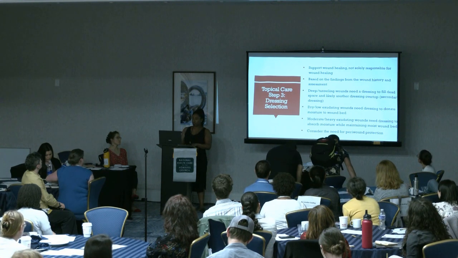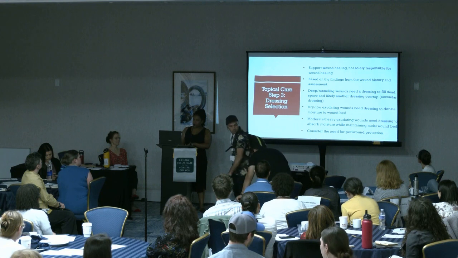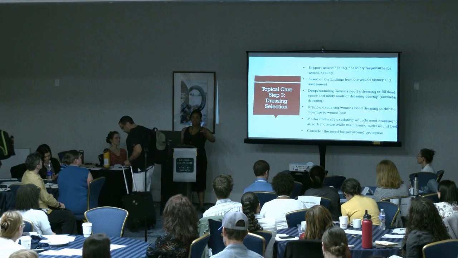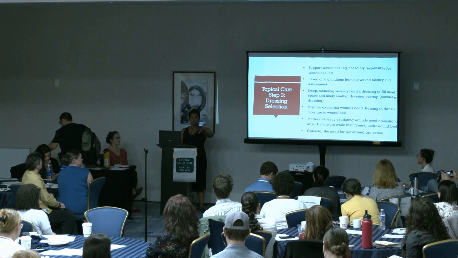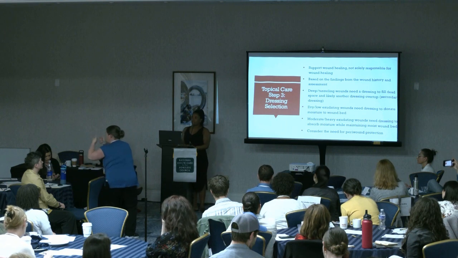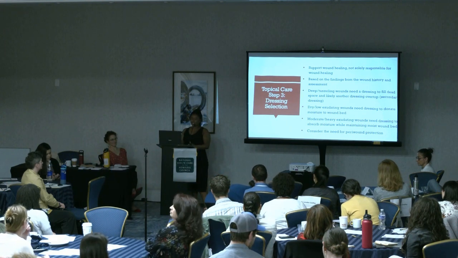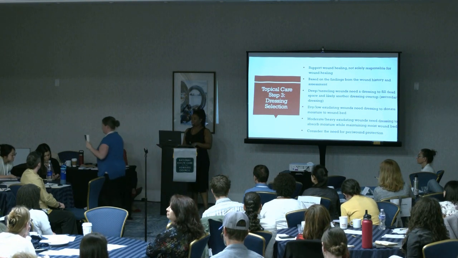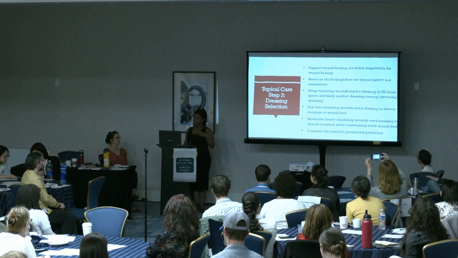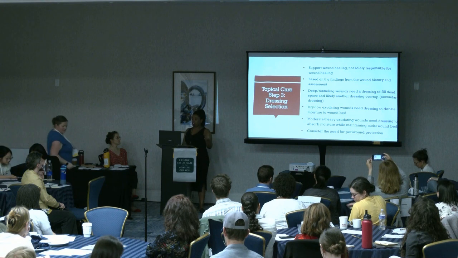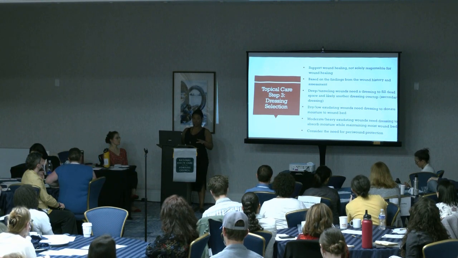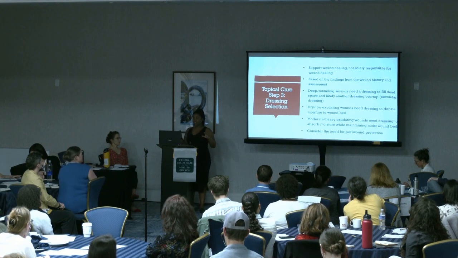Deep tunneling wounds need a dressing to fill dead space and then likely another one over top as a secondary dressing. Very rarely you're going to find one dressing that you can pack with and that can also be used on top. Some foams, but mostly you need a secondary dressing. Dry and low exudating wounds need dressings to donate moisture to the wound bed because we need to keep that moisture balance. And moderate or heavy exudating wounds need a dressing to absorb moisture but not dry it out. So we need to maintain that moisture balance, and we need to consider the need for peri-wound protection.